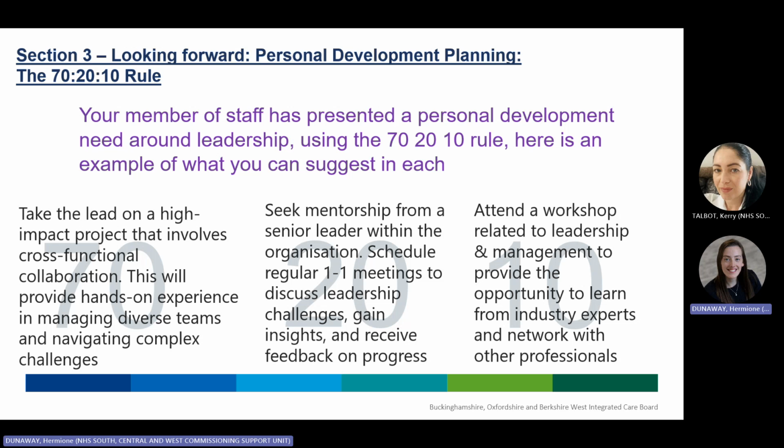When thinking about personal development planning and personal development goals, it's quite common to jump to the latter 10% and think about those formal opportunities, but actually the 70-20-10 rule really provides us with some evidence to suggest that most learning and development comes from that on-the-job experience. So it's important to consider this when supporting staff members to write personal development plans.